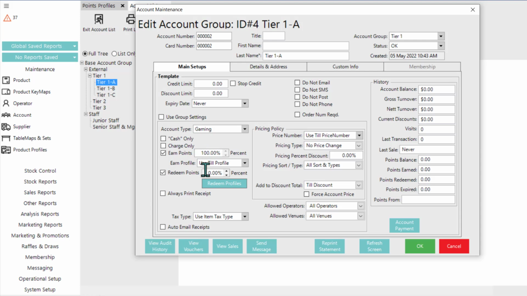So what I'll do here is I'll set the redeem points to 100% for that rate. And we've already got the earn points percent set to 100%. I will update the pricing policy here too. I'll give them the account price, and I'll leave the pricing type as none there. And I'll just go ahead and save this.